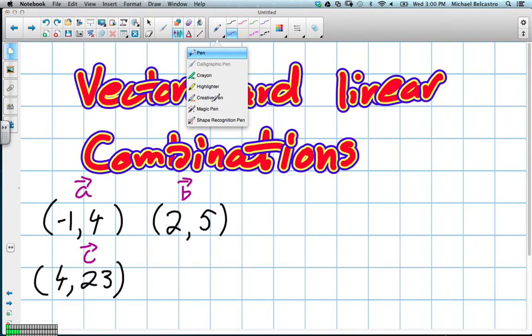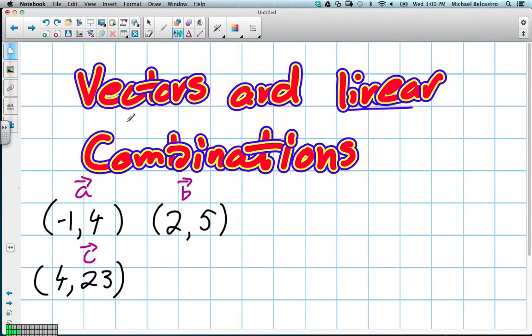We're going to talk about vectors as linear combinations. What we're going to do here is figure out what scalar multiples we need to use on these two vectors to create this vector, or an equivalent vector, to 4 and 23. So the idea is we're going to need to multiply our vector A by some scalar multiple.